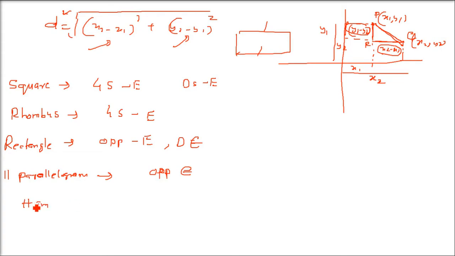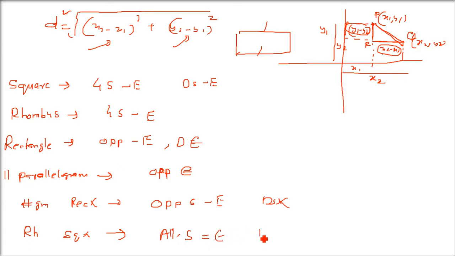Now you have to prove that it is a parallelogram but not a rectangle. Then we have to prove that the opposite sides are equal but the diagonals are not equal. In order to prove a rhombus but not a square, if a figure is a rhombus but not a square, then we have to prove that all its sides are equal but the diagonals are unequal. This is how we do it.